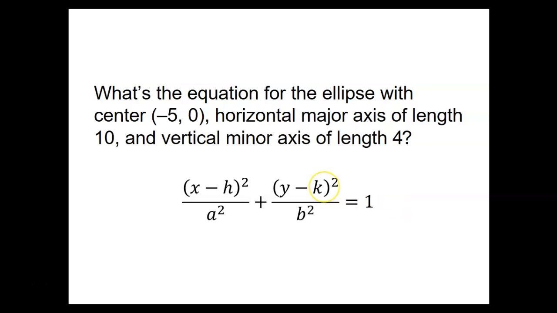Okay, next example. What's the equation for the ellipse with center (negative 5, 0), horizontal major axis of length 10, and vertical minor axis of length 4? Okay, so here's our starting point. The general standard form of the equation for an ellipse, since I said that it has a horizontal major axis. The major axis is horizontal. So that means it's going to be longer in the x direction than in the y direction. The bigger number, the a squared, goes under the x part of the equation.